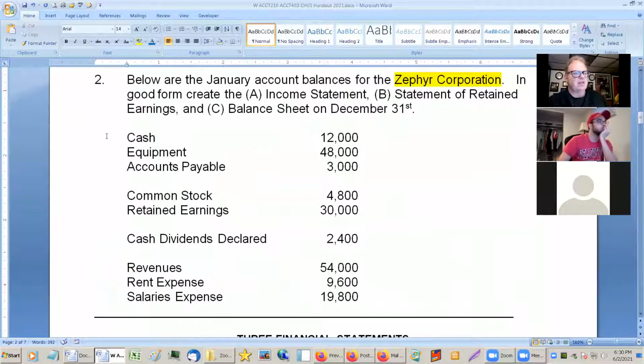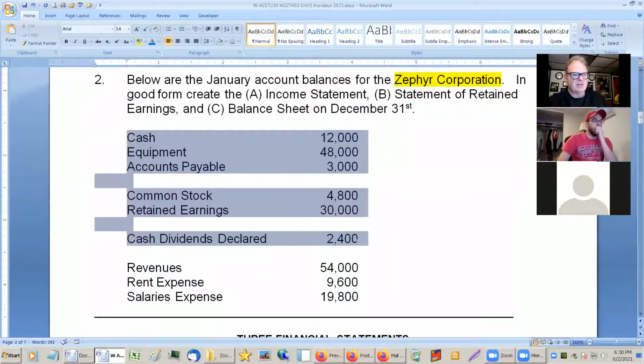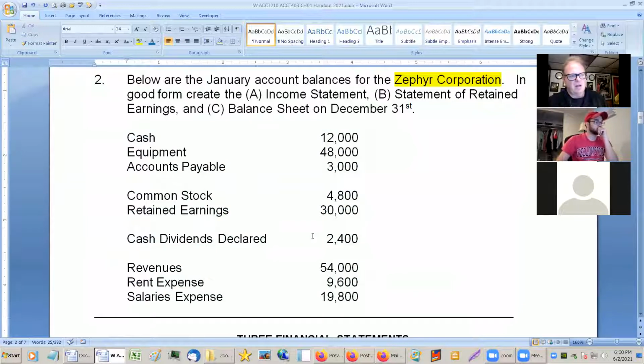Okay, so here are some of the accounts that the company has. And some of them are stuff that you can readily identify with cash, so equipment, you kind of know what that is. And some of them are a little more unusual. Probably seen them for the first time, or maybe not in this context.